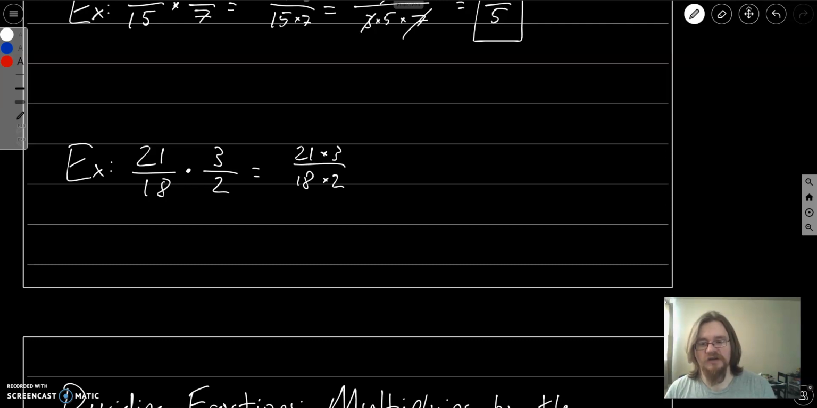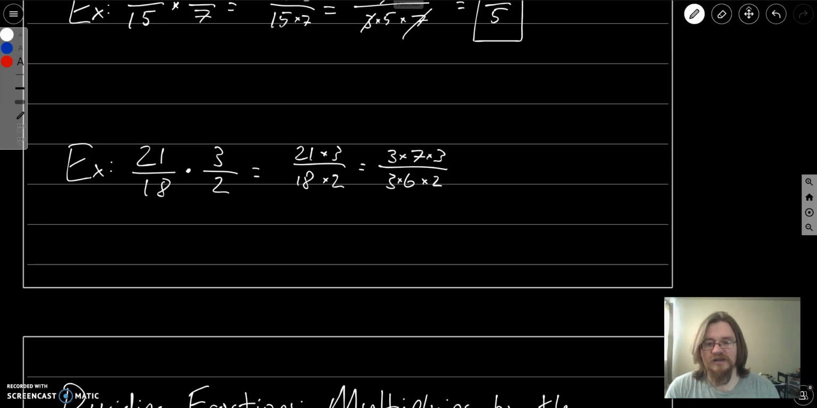The 21, I can split that apart. I can split the 18 apart. And what we're looking for is things to cancel. So I've got a 3 on the top. Well, 18 is divisible by 3. So let's split that apart. If I divide 18 by 3, I get 6. This is going to be 3 times 6 times 2. And then the top, maybe we should split the 21 apart as well. So 21 is going to be 3 times 7. And we still have that times 3.